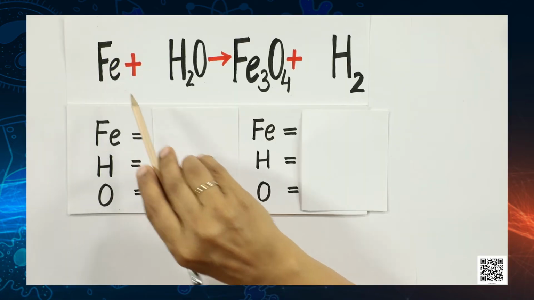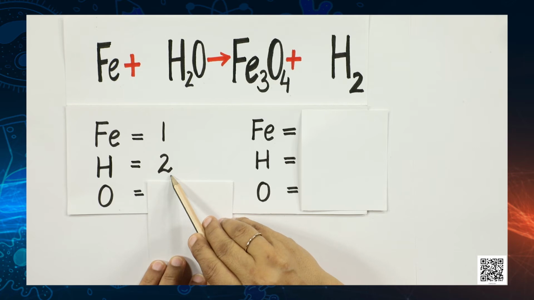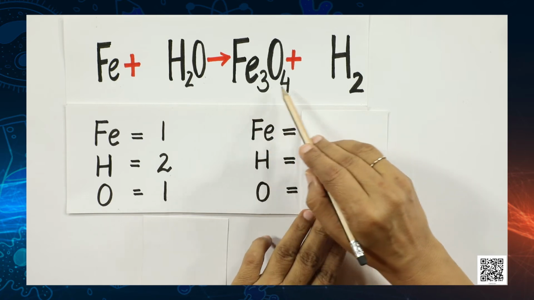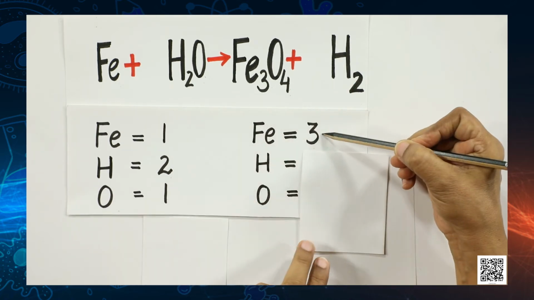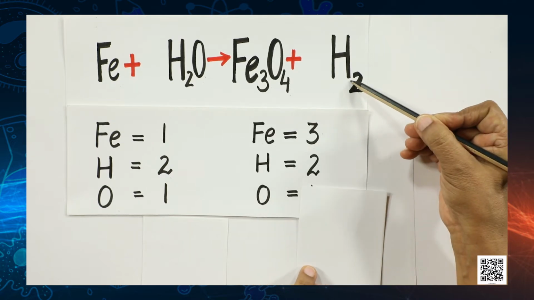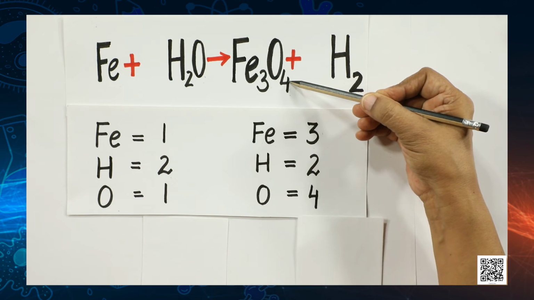Okay, so what do we need to do? First, we need to count the number of atoms on both the sides. As we can see, Fe has only 1 atom, and in this water we have 2 atoms of hydrogen. So, we write 2 over here, 1 atom of oxygen. So, we write 1 over here, and here on the right hand side in iron oxide we have 3 atoms of iron. So, I have written 3 here, and hydrogen we have 2 atoms. So, let us write 2, and oxygen we have 4 atoms. So, let us write 4. I am sure you are also tabulating and writing it along with me.